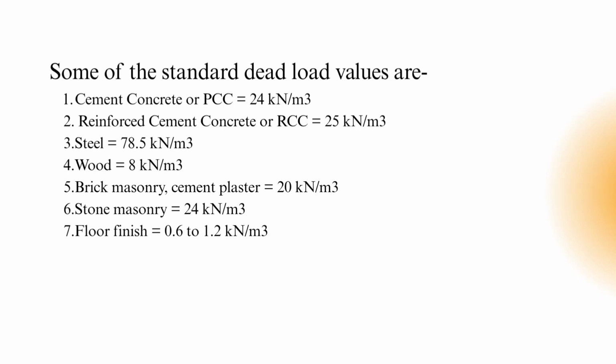The next is stone masonry, and it is taken as 24 kilonewton per cubic meter. Then floor finish, it is equal to 0.6 to 1.2 kilonewton per cubic meter. So the different materials have different dead load values. So this is the list which is most important for any type of design.